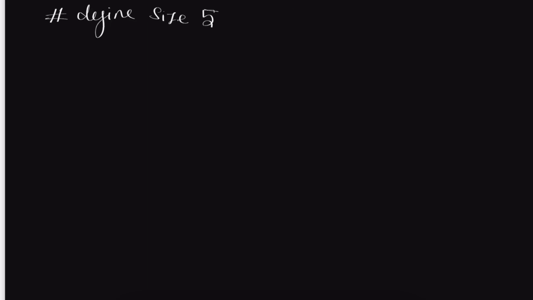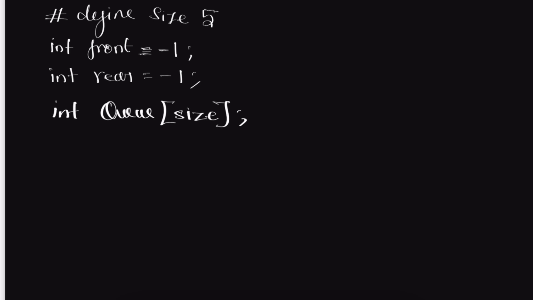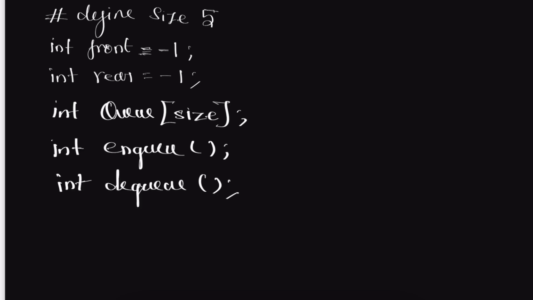like array implementation of queue. So here I am going to define the queue size as 5, and initially the front is -1 and the rear is -1. Why? Because there is no queue as of now. And now I am going to form a queue. Once we define the queue, we have to define the functions. There are two functions. The enqueue operation will be performed at the rear end and the dequeue operation will be performed at the front end.